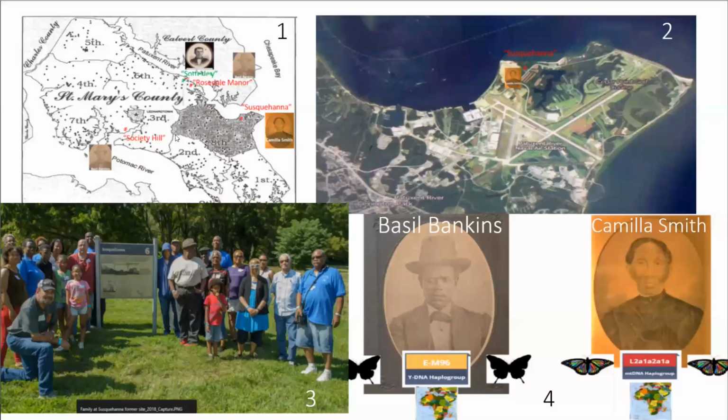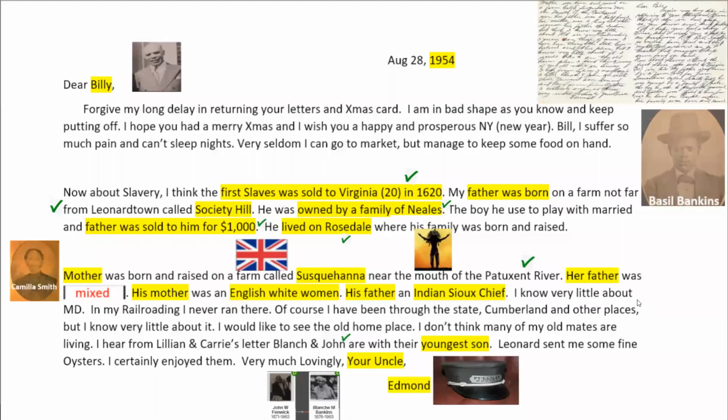So all of this information we're getting is helping us to validate some of the things that Edmund Bankins put in that 1954 letter. If we move down into this next area where he talks about Camilla's parents, he says her father was, and he used a hyphenated word, which I chose to update and just say mixed. It's just my call, not anybody else's, but it was 1954. It is what it is. But he's basically saying that Camilla's mother was an English white woman and that her father was an Indian Sioux chief. So, okay, very interesting.